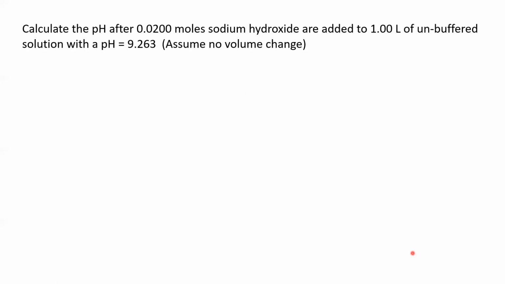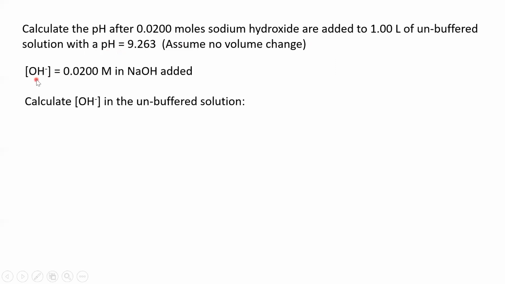So let's look at kind of a comparison. Let's take some sodium hydroxide and add it to an unbuffered solution. Okay, that means that we don't have an acid in the solution to react with the sodium hydroxide. And it tells us that the unbuffered solution has a pH of 9.267.